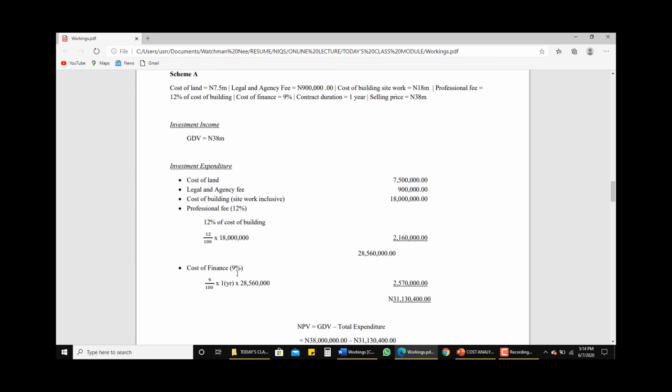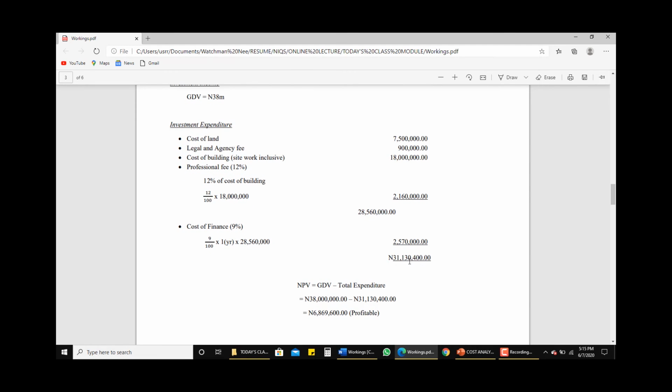We assume here that the client borrowed this money. Then the cost of finance, except where it is stated that the client didn't borrow the money, is 9% of the total of all the cost variables that we already have up here, which is 28,560,000 naira. The cost of finance is therefore 2,570,000 naira, and we have a total of 31,130,400 naira.